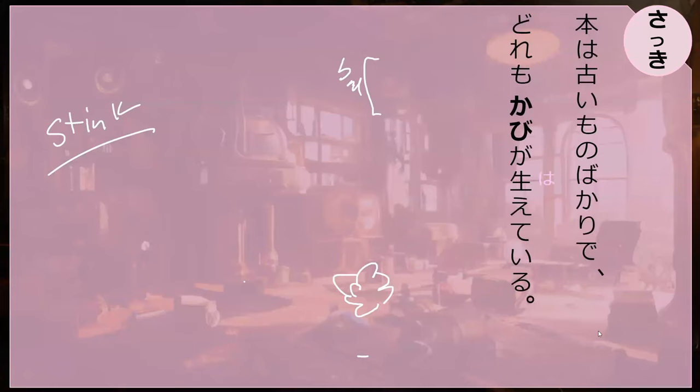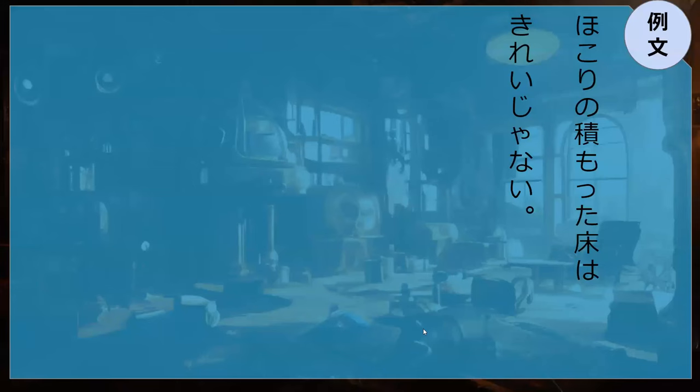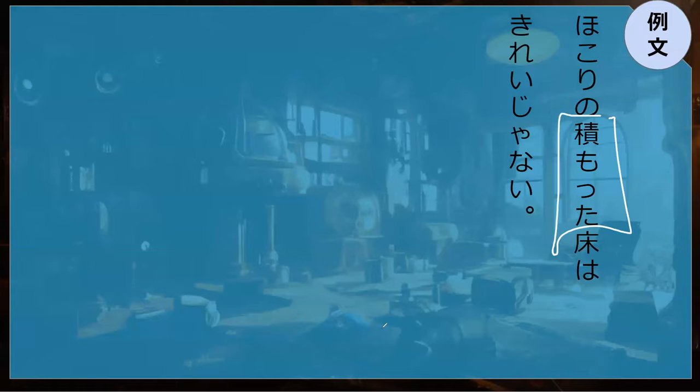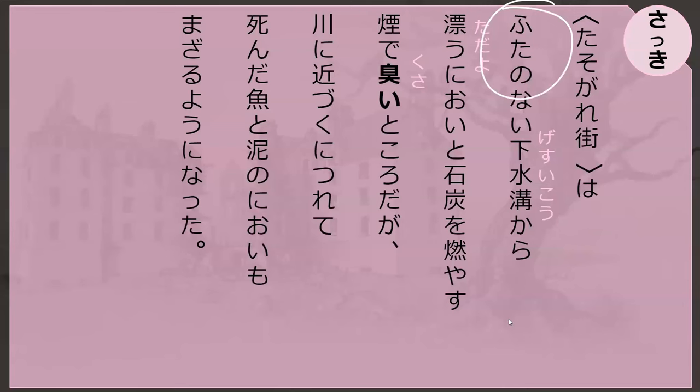What did kabi mean? Kabi ga haeteiru. Yes, kabi means mold. And how do you read this word, which means to be piled up? Tsumotta. Perfect, piled up. And what did shikkui mean? Plaster. Perfect.